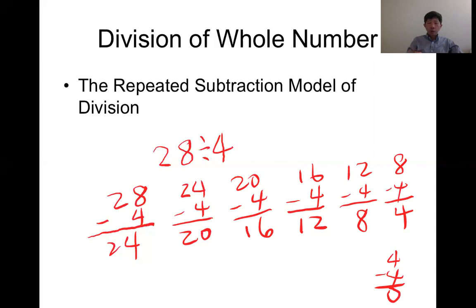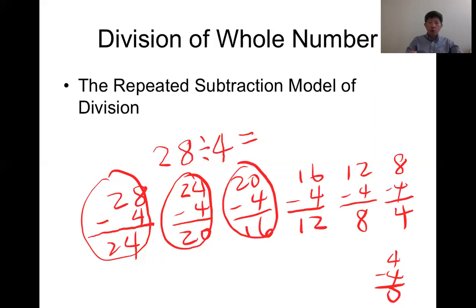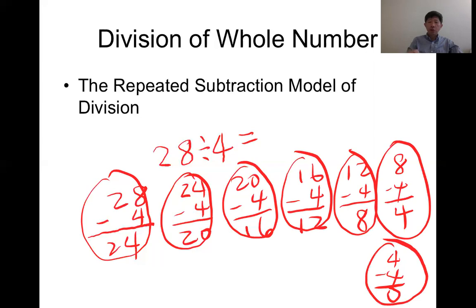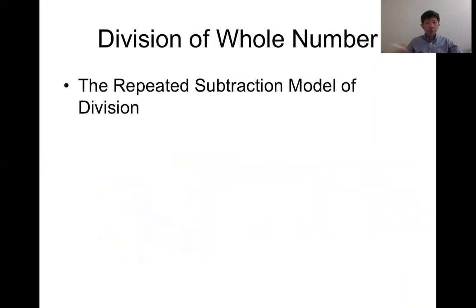So with repeated subtraction, we have 1, 2, 3, 4, 5, 6, 7 groups, right? So let's say I have 28 apples, and each one has 4 apples. How many people can I find? We can find 7. So this is repeated subtraction, okay?